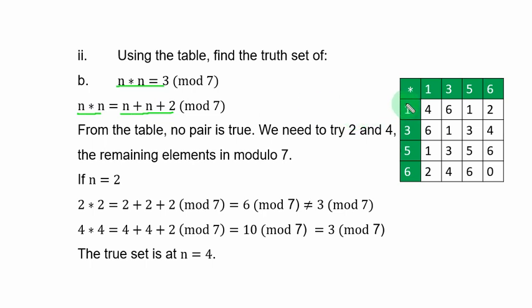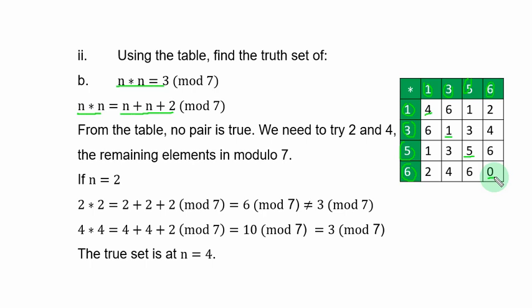So we take 1 asterisk 1. The remainder is 4, not 3. So that is out. You take 3 asterisk 3. The remainder is 1, not 3. So you take 5 asterisk 5. The remainder is 5. Then you take 6 asterisk 6 and the remainder is 0, not 3. So from the table, no pair is true.